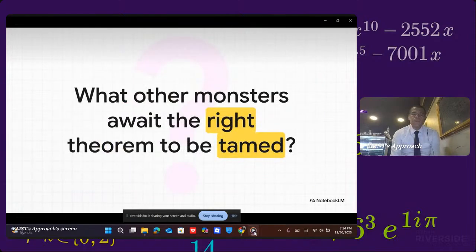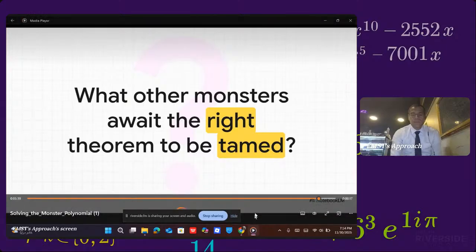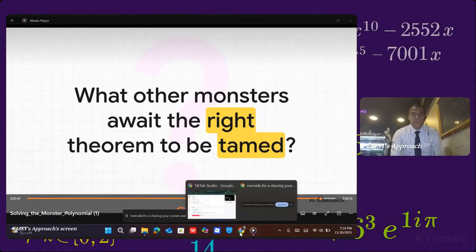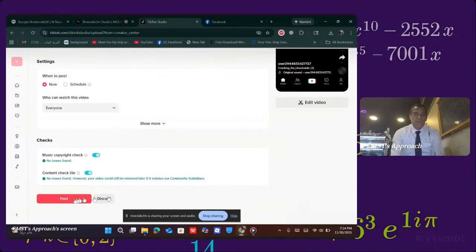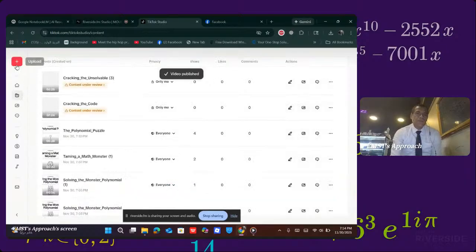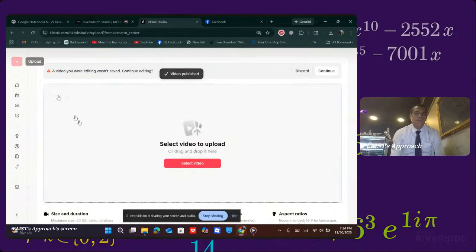And it kind of leaves you with this really fascinating thought, right? What other monsters out there, and I'm not just talking about math, but in any field, what other monsters are really just simple problems in disguise? All they're waiting for is the right tool, or maybe just the right way of looking at them, to finally reveal their secrets.